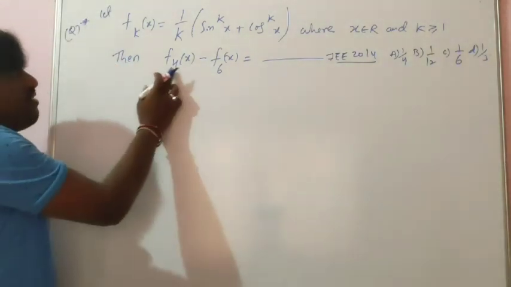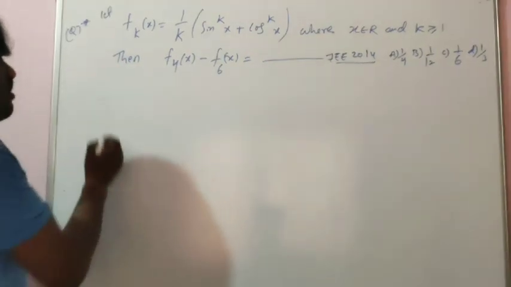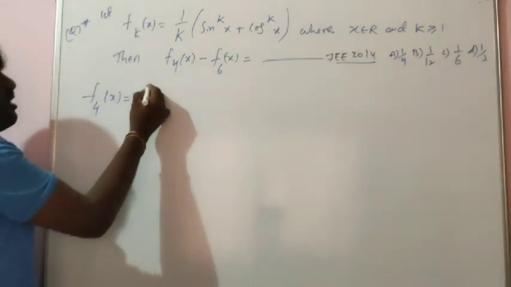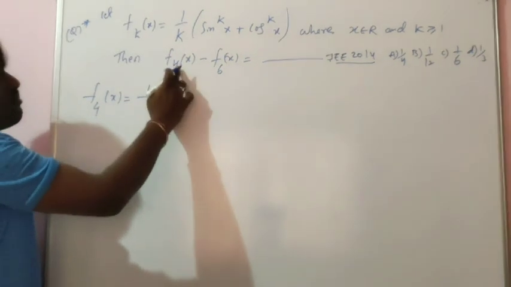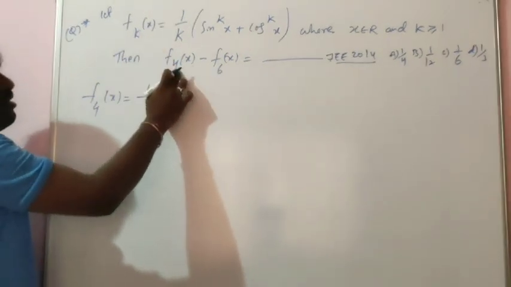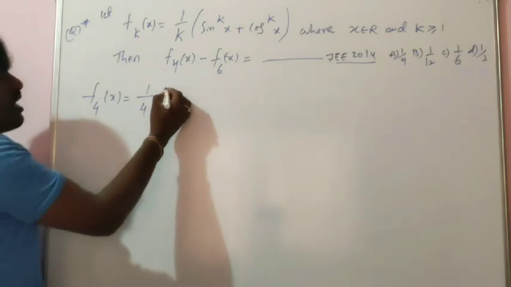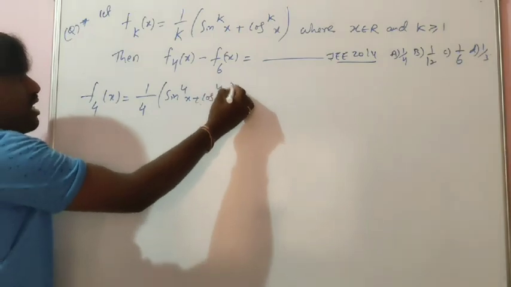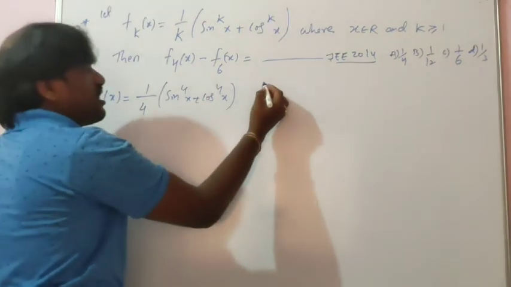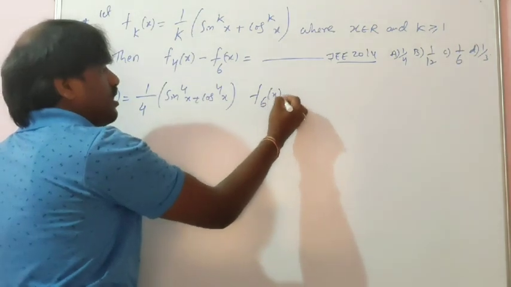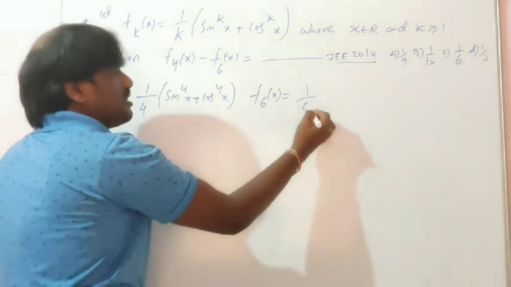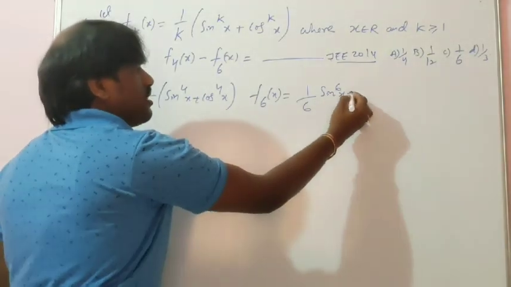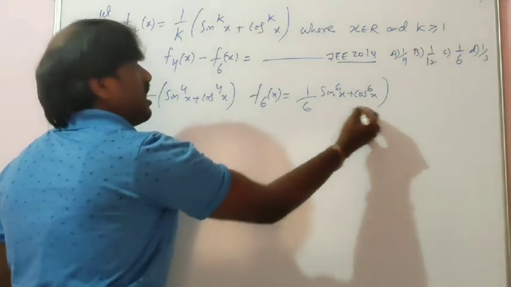So here it is asking f of 4x and f of 6x. So f of 4x can be written as 1 by, wherever k is there substitute 4. That's the idea of this question. So I get 1 by 4, sin power 4x plus cos power 4x. I got the f of 4. Now f of 6x is what? That can be written as 1 by 6, wherever k is there you write 6. 1 by 6, sin power 6x plus cos power 6x.